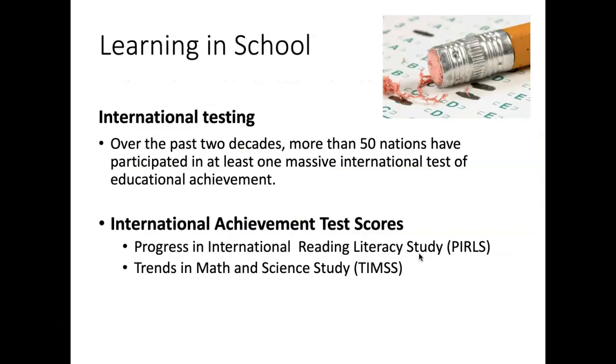There's been some international testing of learning in schools. Over the past 2 decades, more than 50 nations have participated in at least one massive international test of educational achievement. There are 2 different international achievement test scores that we look at right now: Progress in International Reading Literacy Study, which is the PIRLS, and the Trends in Math and Science Study, the TIMSS.